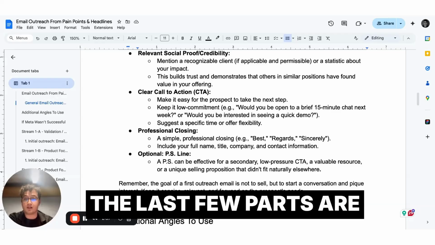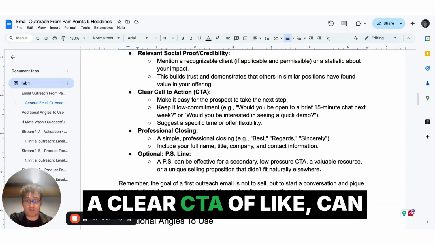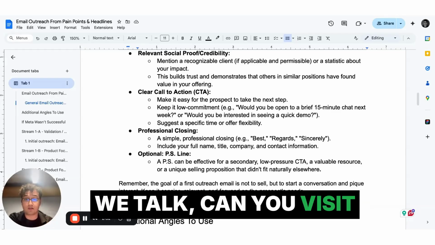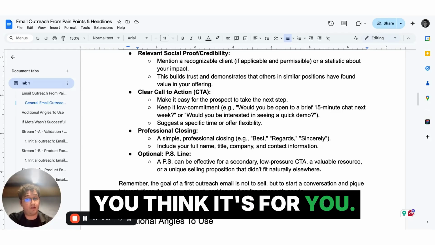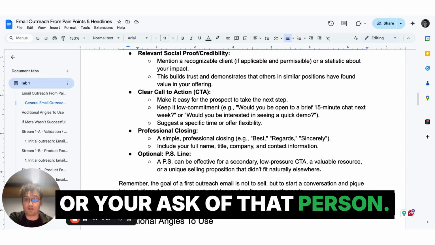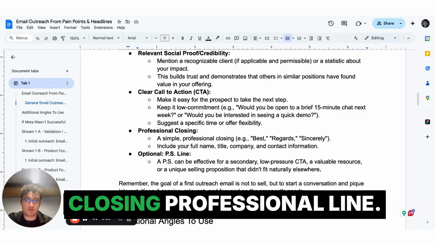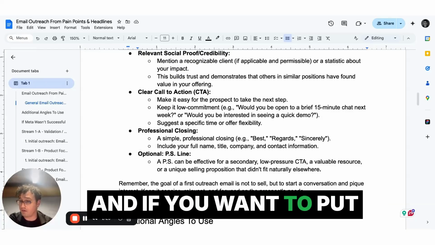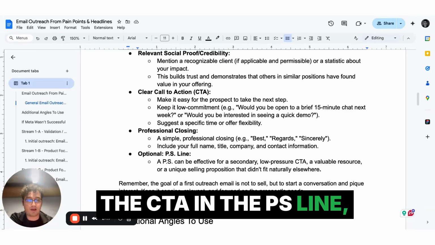The last two parts are really just to have a clear CTA, like, can we talk? Can you visit the site and register if you think it's for you? And be really specific with your availability and/or your ask of that person. Then always make sure you finish with a good closing professional line. And if you want to put the CTA in the PS line, it can make it a little bit more low friction.